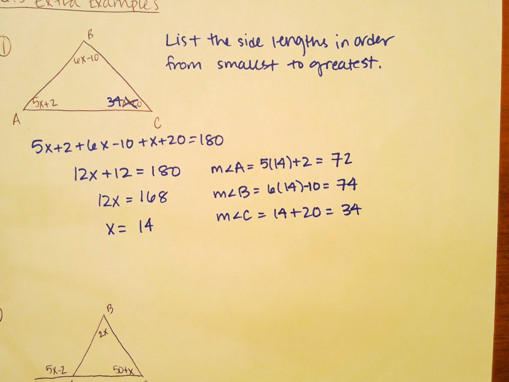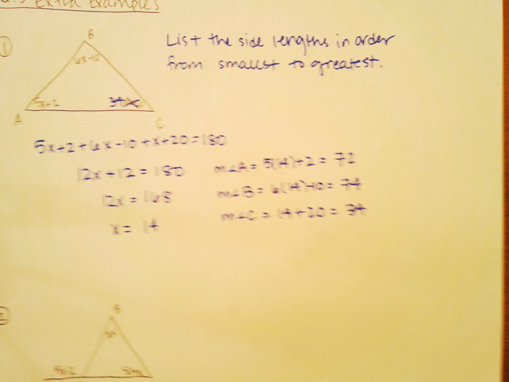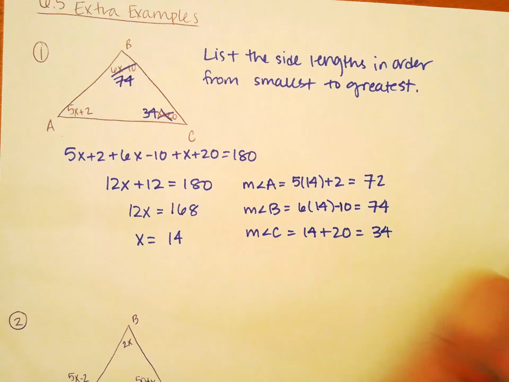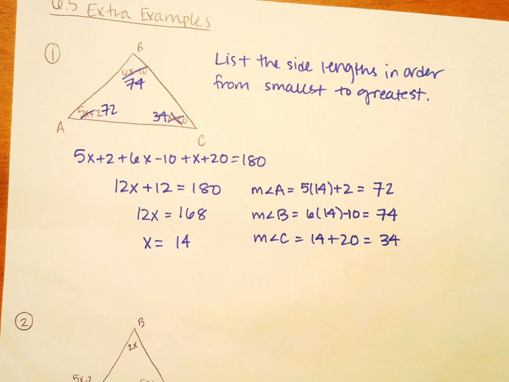And I got these 3 angles, and you can double check and make sure that all 3 of those angles do in fact add up to 180 degrees, and they do. 72 plus 76 plus 34 does add up to 180. So let's see, there we go, there's 74 and there's 72. I'm going to replace that.